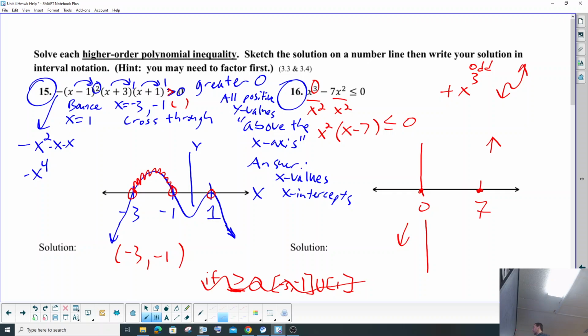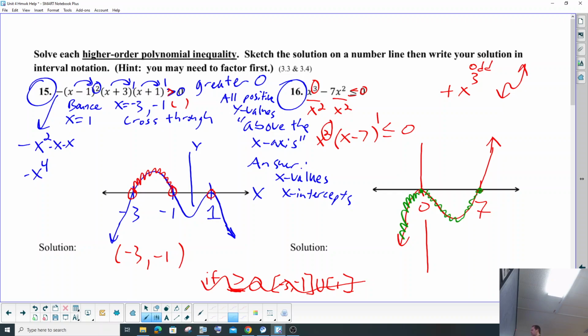And at 0 we're going to bounce because it's an even power. So we're going to go ahead and bounce, and then at 7, because of the power 1, we're going to cross through. Cross through because of the power 1, provided by the x minus 7. And so this one's less than or equal to 0. And so less than or equal to 0 means we do include the 0 as well as the 7.